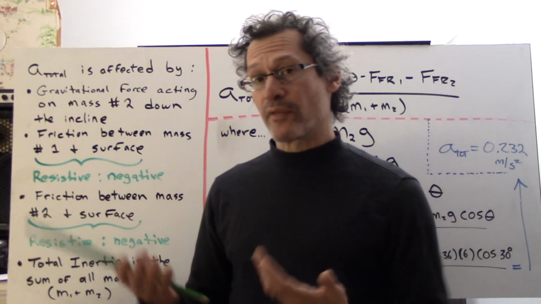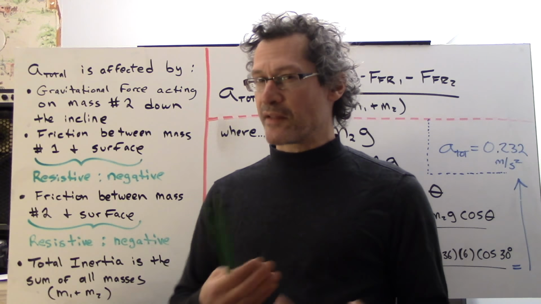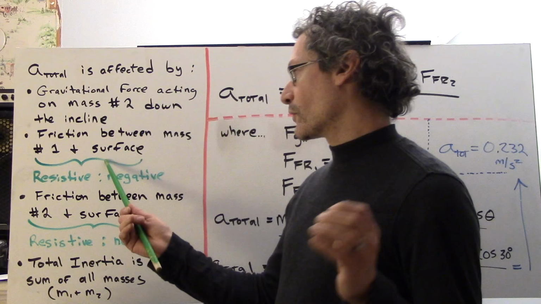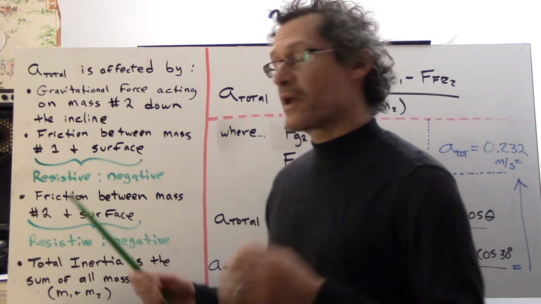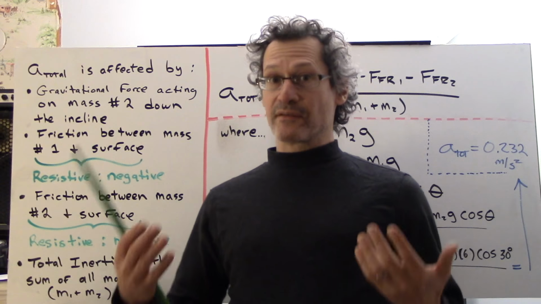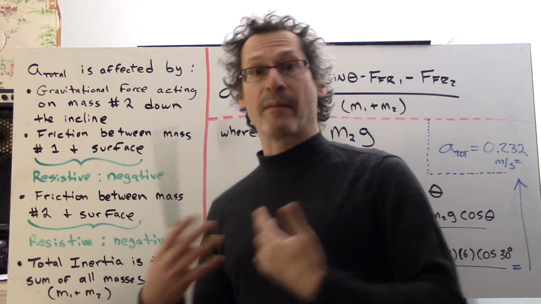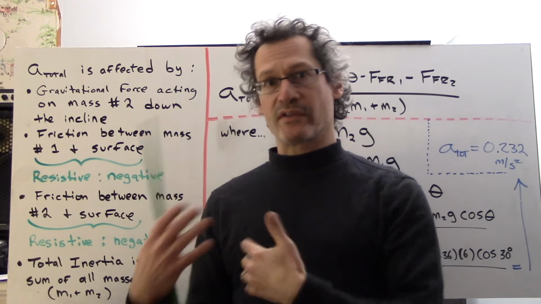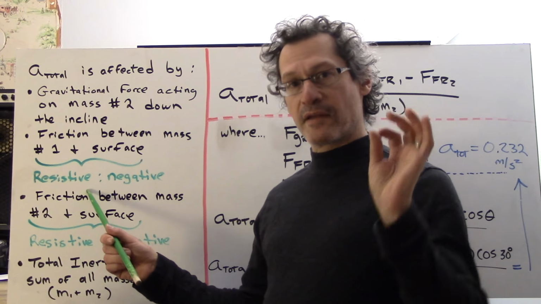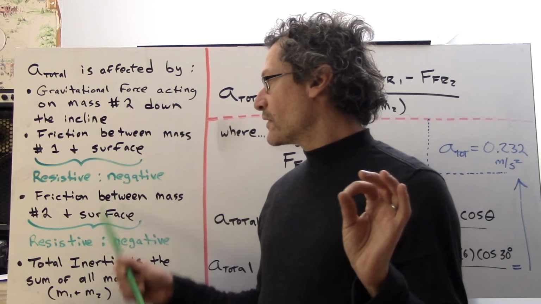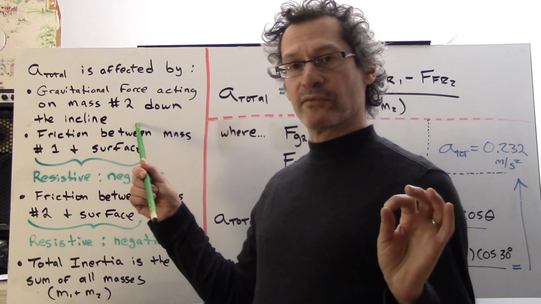We also know, though, there are a couple things that are going to try to stop that, and that's friction from surface mass 1 in its surface and mass 2 in its surface. Anytime there is a resistive force that's opposite what the system wants to do, which is accelerate down the ramp in this case, that would be considered a negative force. So we have two negative forces and one positive force.